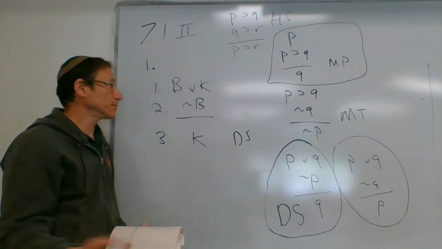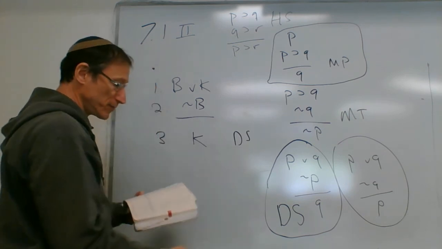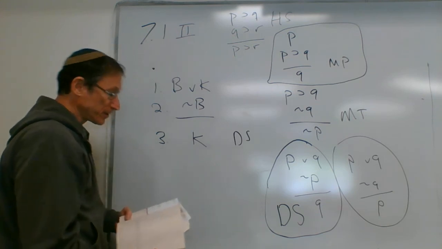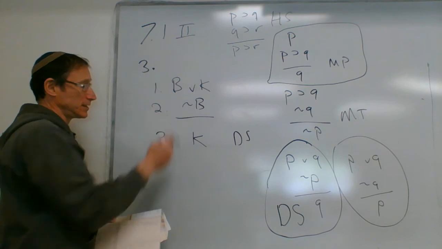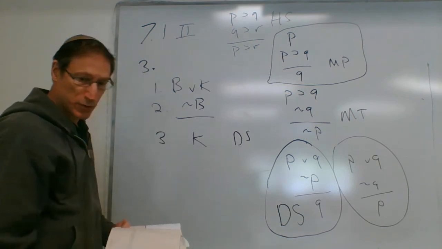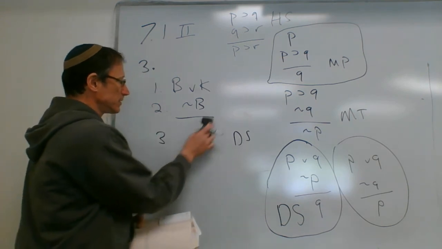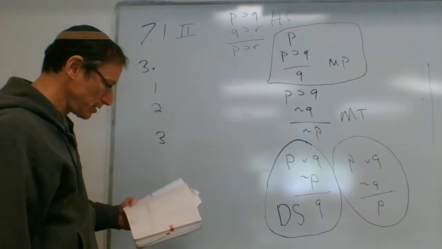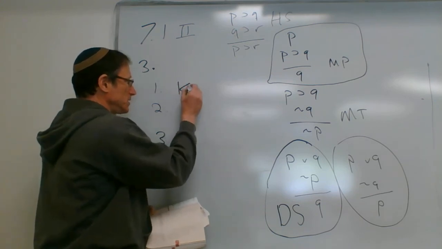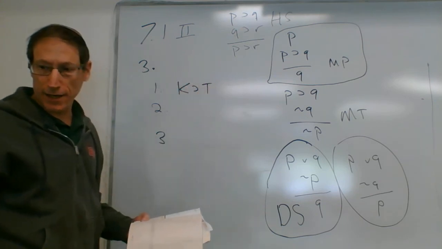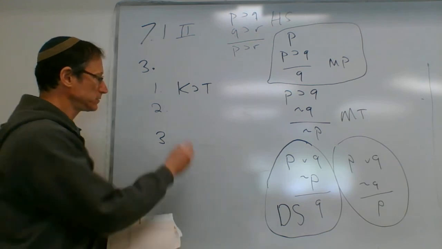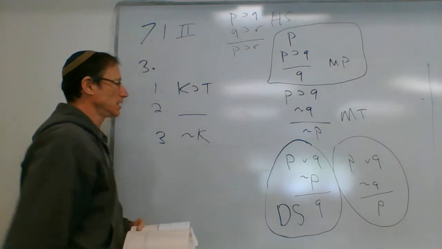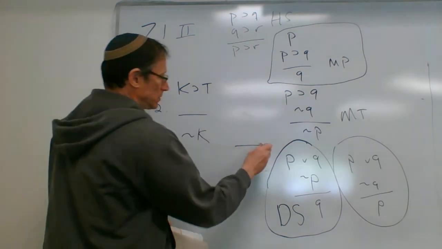Let's try, I'm gonna skip to number 3. Again, you should try to do all of the ones in Roman numeral 2. They get a little more complicated or harder as the exercises go on. What's with number 3? Let's see here. With number 3, we have K horseshoe T. We then have blank. And what do I need in order to get not K? Okay, and by what rule?